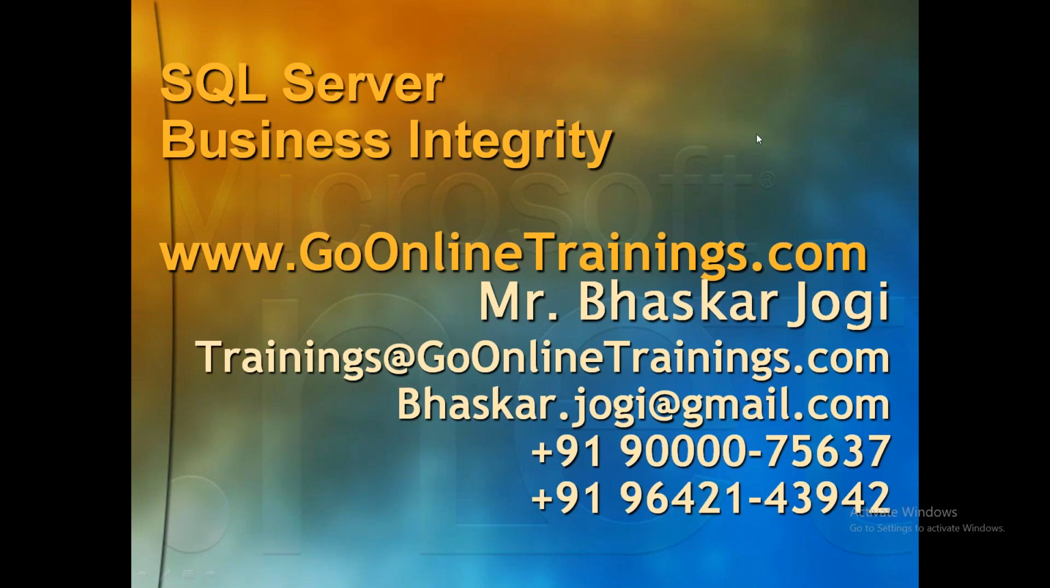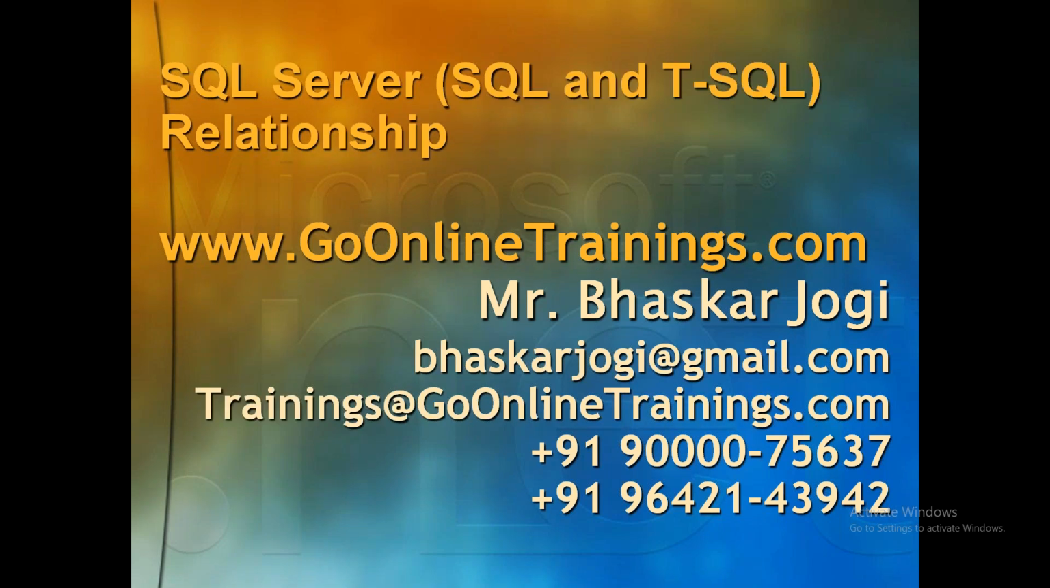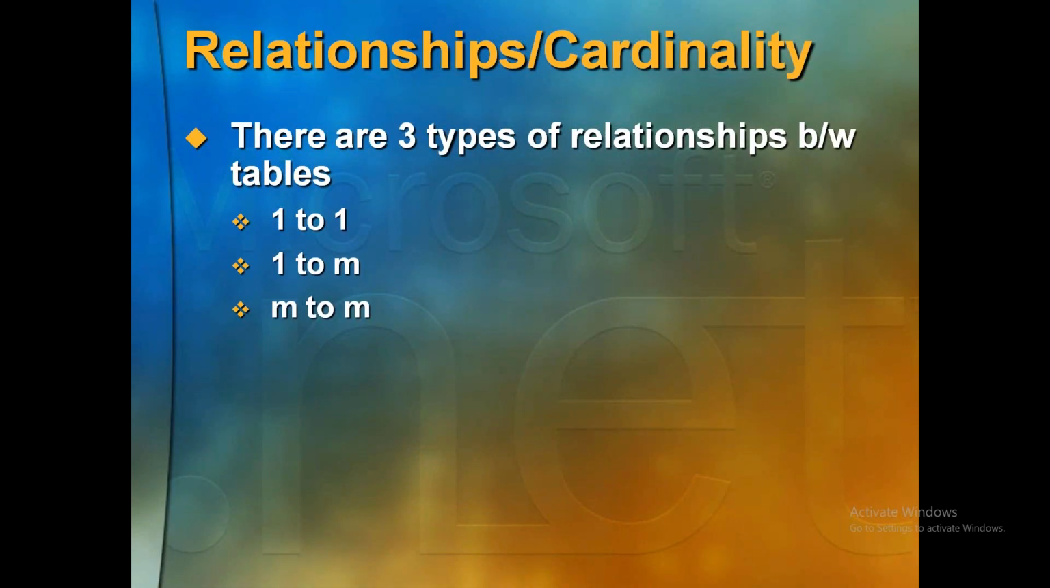We were talking about business integrity. Yesterday we had seen a lot of relationships, which is what is called data modeling. There are three types of relationships between tables: one to one, one to many, or many to many. Wherever you have one to one, we can take any table's primary key and make it a foreign key in the opposite table. That's what we had seen.